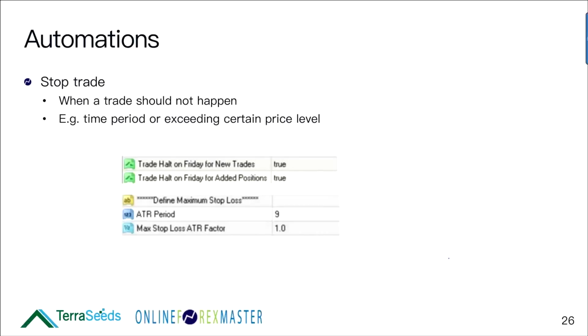And the third thing is what I call a stop trade. Under what situation do you stop trade? There are two things. One is based on the trade itself. You can say that I do not want to open a trade, or I want to stop opening a trade, when it exceeds certain stop loss measures.